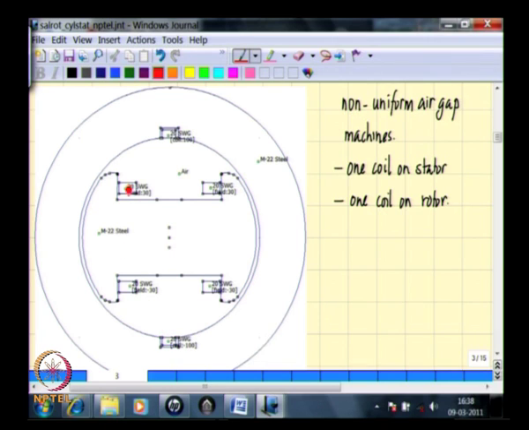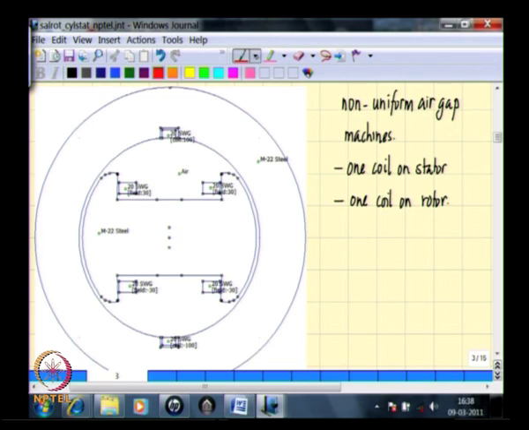Similarly there is a coil on the rotor, but now divided into two parts. There is one winding on this side of the rotor, another winding on this side of the rotor, both connected in series and energized such that the flux flow aids each other, and therefore this is equivalent to a single coil that has been wound around the rotor in this direction.